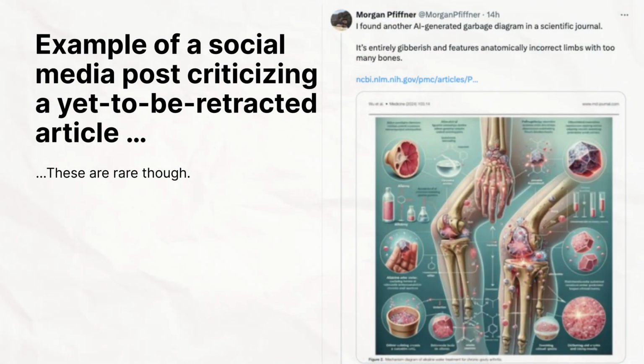And here's an example of a social media post criticising an article before it's retracted. So in this post, the author points out that one of the figures in a published paper is not correct. It doesn't have the correct number of bones in the human body, and therefore it's artificially generated rather than a correct image. But these are rare, so it is rare for a problem to be clearly identified. Rare in the sense of a very tiny percentage of published academic research.